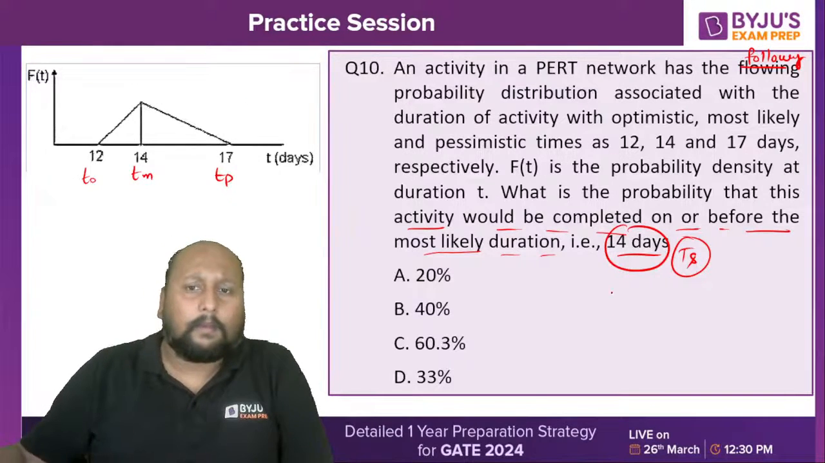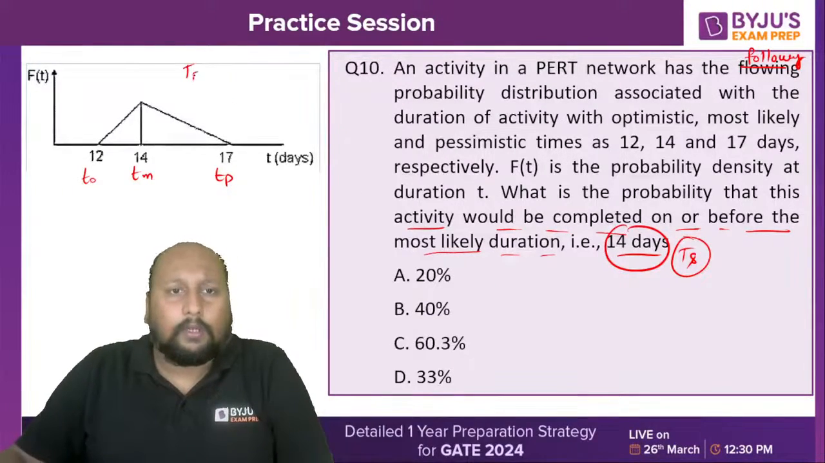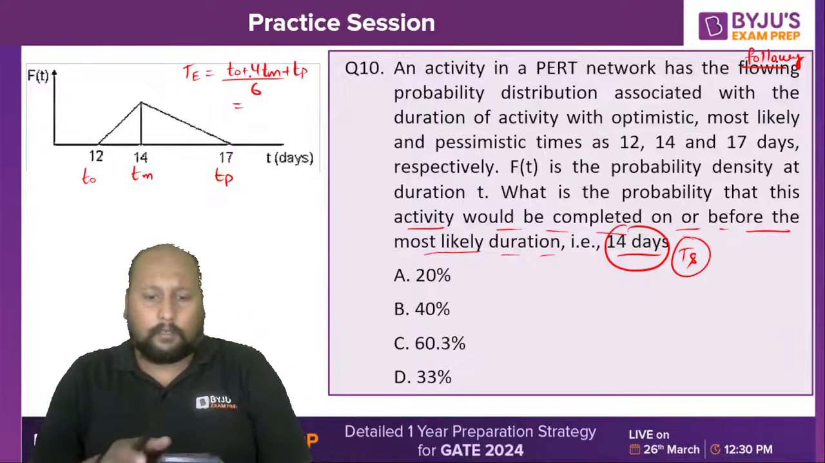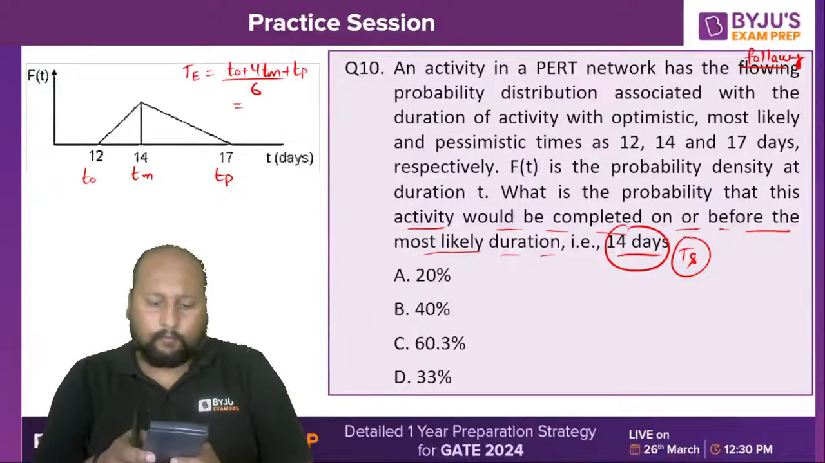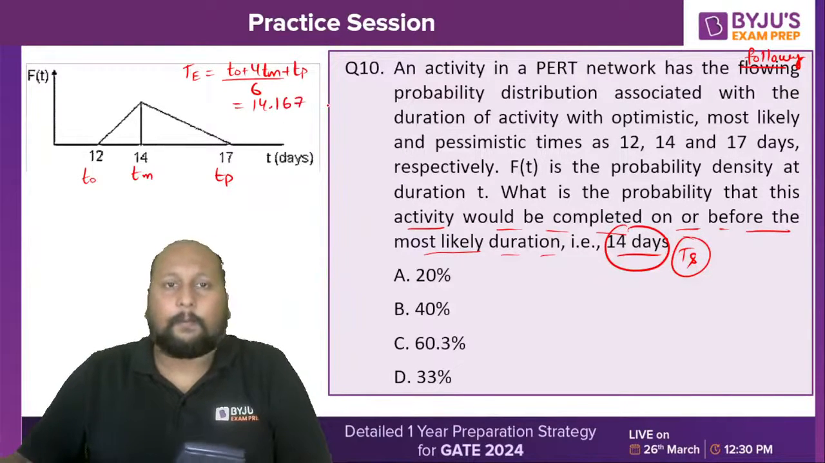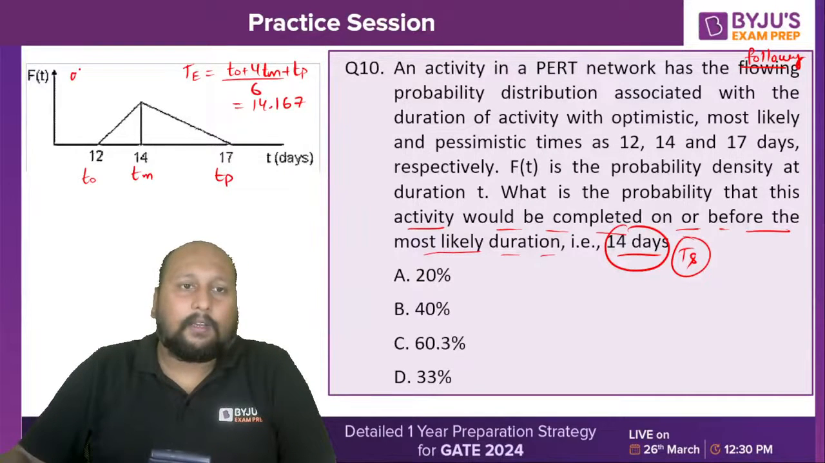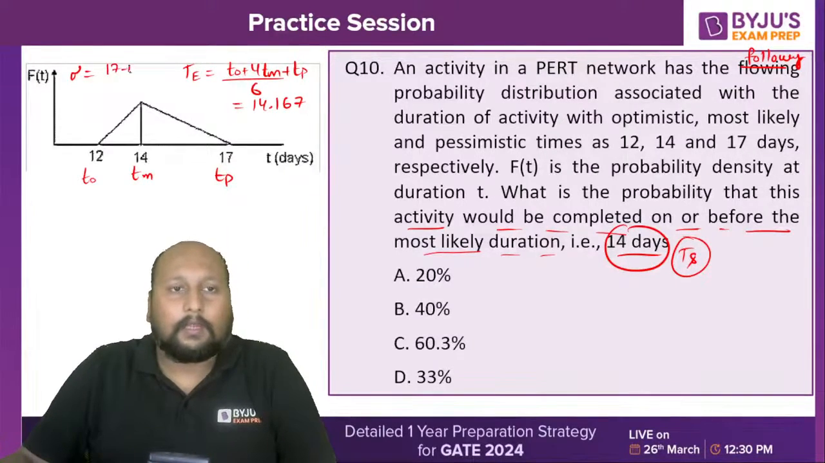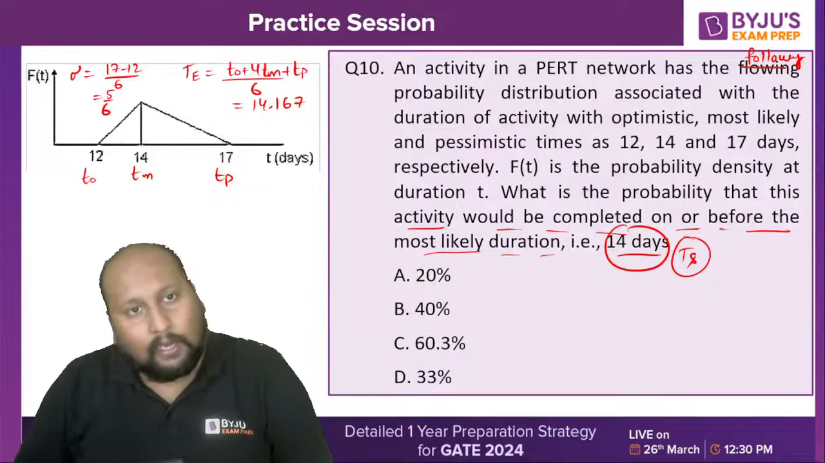Please check. If I calculate the TE value, that will be TO plus 4TM plus TP divided by 6. So how much is this? 12 plus 4 into 14 plus 17 divided by 6, that is 14.167, right? And what is the standard deviation? That is equal to 17 minus 12 divided by 6, that is 5 by 6. Standard deviation calculated, TE calculated, this is TS.